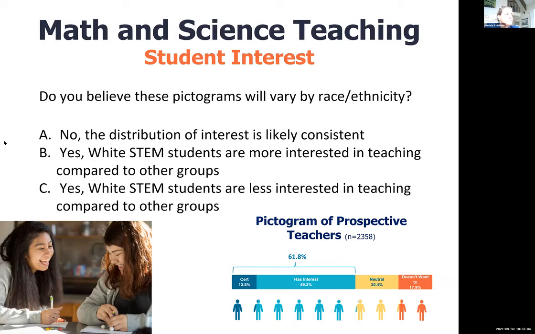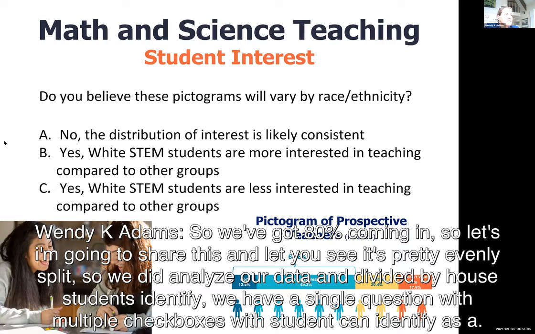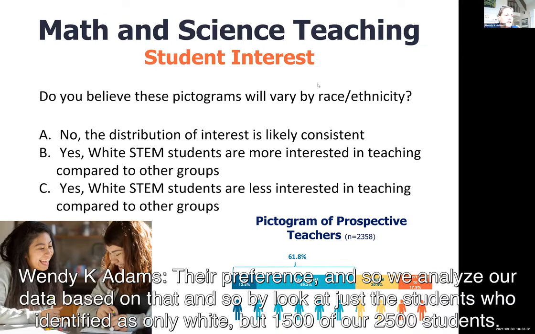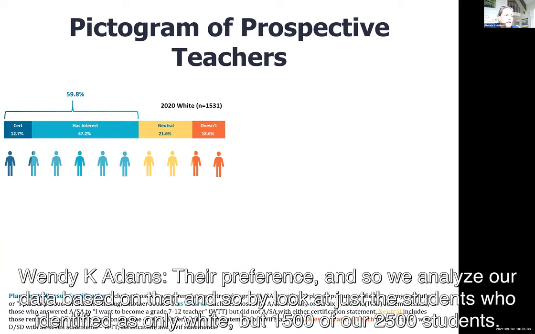Okay, so we've got 80% coming in. So I'm gonna share this and let you see it's pretty evenly split. So we did analyze our data and divide it by how students identify. We have a single question with multiple checkboxes, so a student can identify as multiple options or a single option, or they can choose other and fill in their preference. And so we analyzed our data based on that.